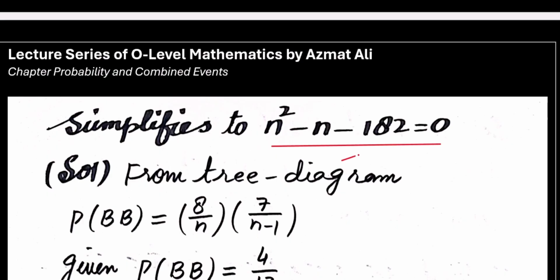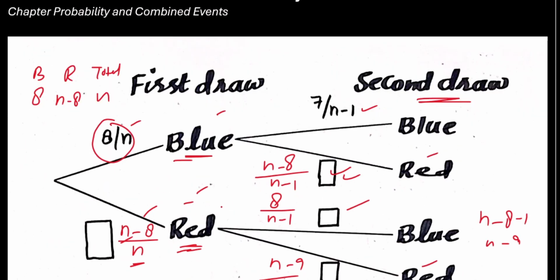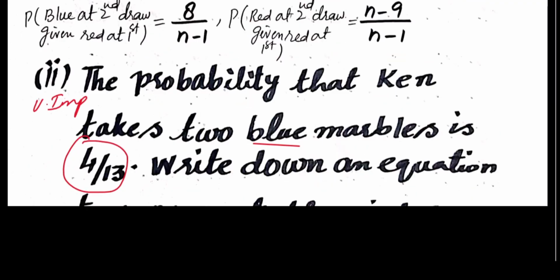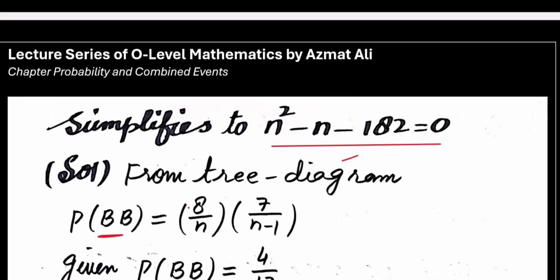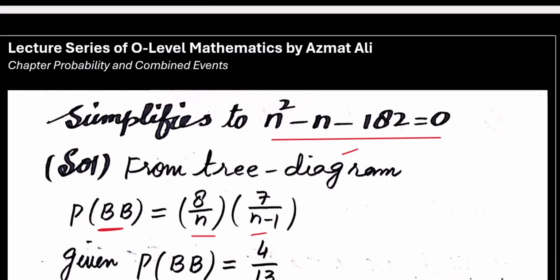From the tree diagram, because we have two blue marbles at both places, if you check from the tree diagram, we will use this branch for both blue marbles. At the first place this is 8 by n. At the second place it is 7 over n minus 1. So we will take this probability equal to the given probability.